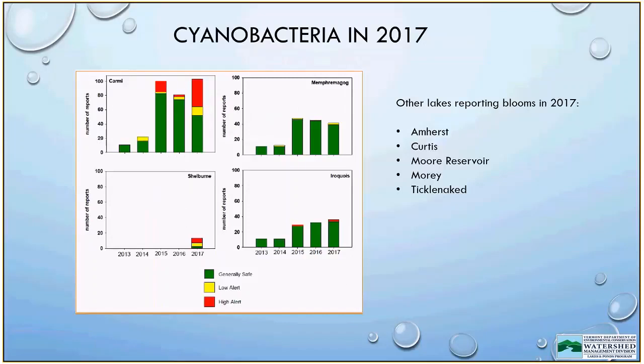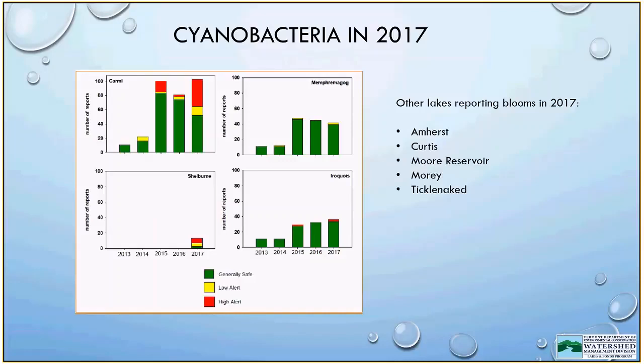This slide shows some of the other inland lakes that we've monitored in the last few years. On the left side are Lake Carmi and Shelburne Pond. You can see that their cyanobacteria are much more abundant. You're more likely to experience a bloom or see a bloom on those locations than you are, say, on Lake Memphremagog, on Lake Iroquois.